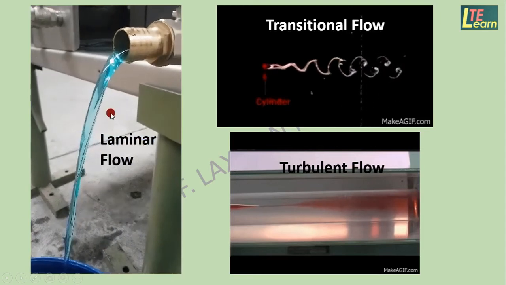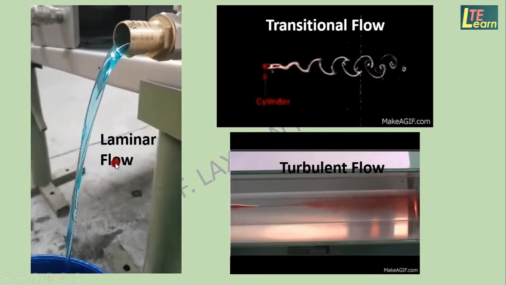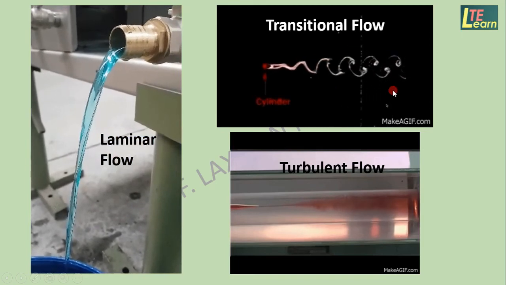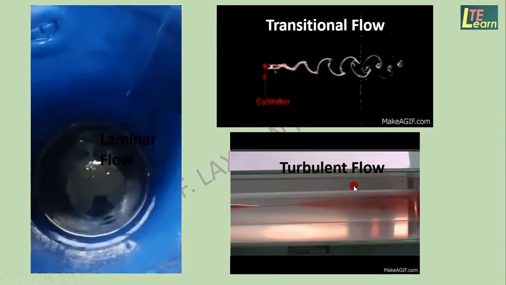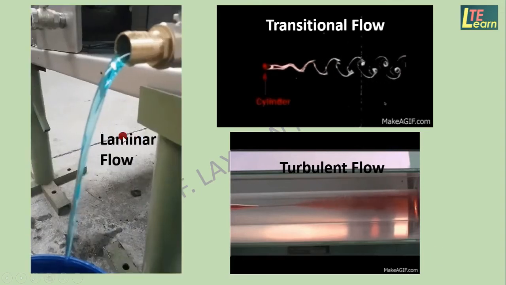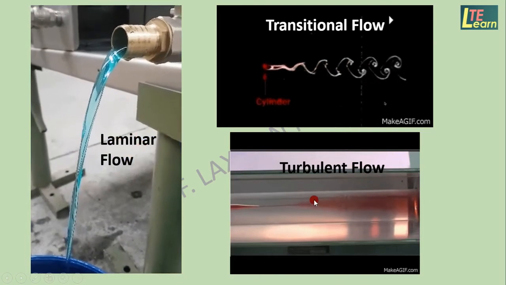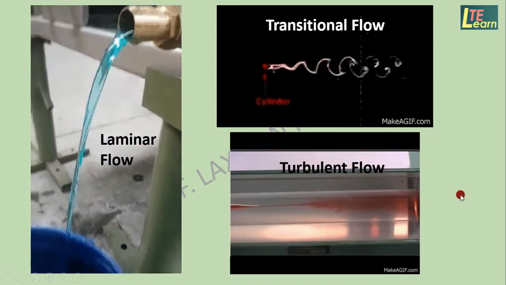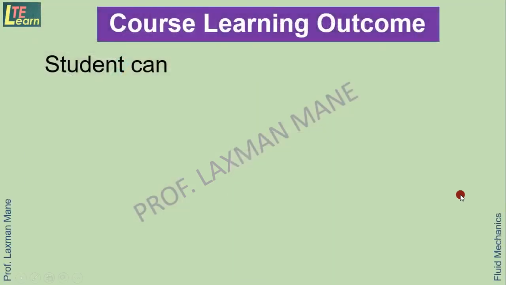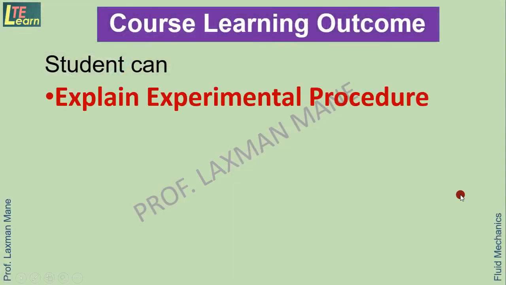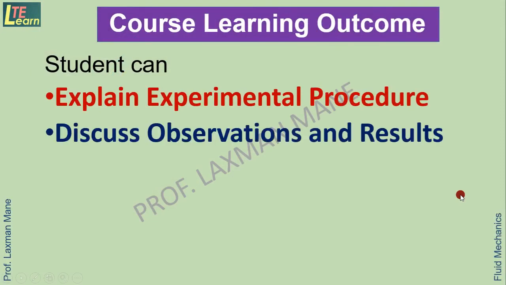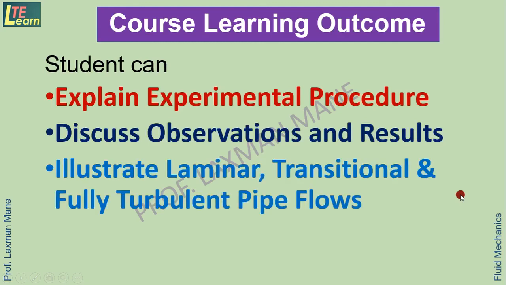So we say that for low velocity we get laminar flow, for medium velocity we get transitional flow, and for higher velocity we get turbulent flow. In laminar flow, viscous force is dominant, and in turbulent flow, inertia force is dominant. So at the end of this session you can explain the experimental procedure, discuss the observations and results, and illustrate laminar, transitional and fully turbulent flow in a pipe.